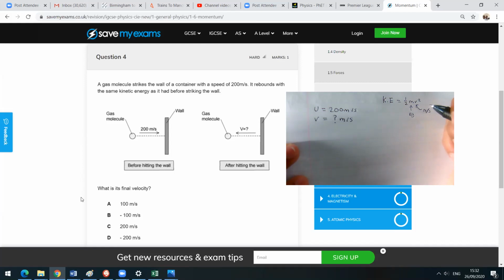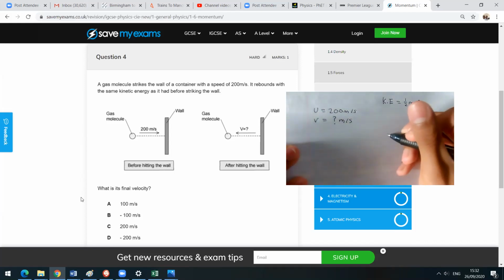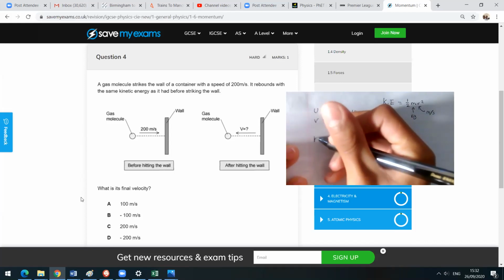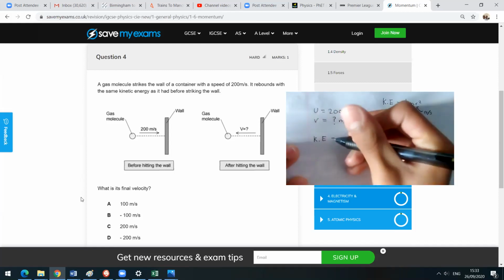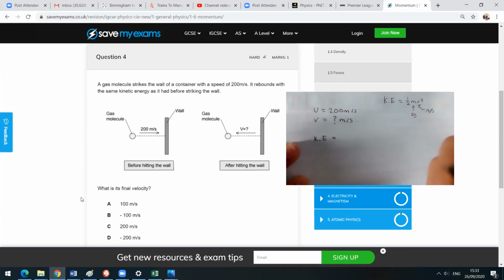But we don't know what the mass of the gas molecule is. It doesn't matter. You can even put a number if you want. The mass is not going to change, it stays the same. Could we just say the molecule is 1 kg, even though it's not? Yeah, fine.